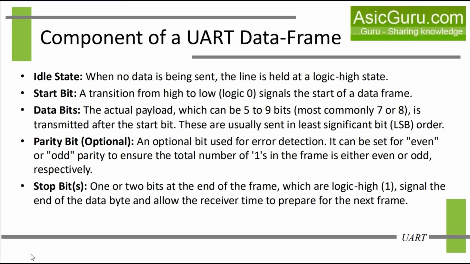These are the components of a UART data frame. First is the idle state. The line is held at logic high state. Then when data comes, the transition from high to low occurs. It indicates the start of the data frame. Then the data bits come, which are 5 to 9 bits but mostly 7 to 8 bits. They are transmitted after the start bit and are usually sent in LSB order. Then the parity bit, which is optional, is sent and it is used for error detection. Then the stop bits come. A stop bit may be 1 or 2 bits at the end of the frame, which is logic high. This is how the data frame of UART looks like.